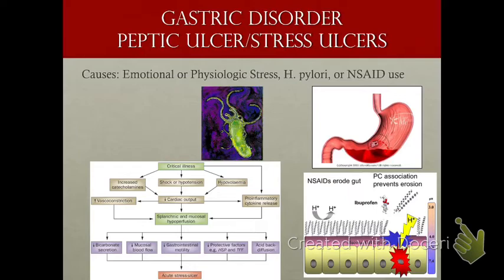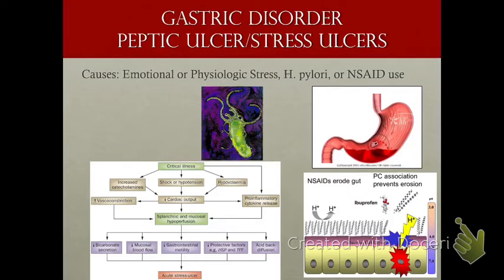The next one is just ulcers. Stomach ulcers. They are caused by stress. Nursing school is definitely an emotional stress. Physiologic stress is like getting a major illness, having a major surgery, or having a major injury. That's a physiologic stress. Emotional stress would be anything that we're all going through right now.